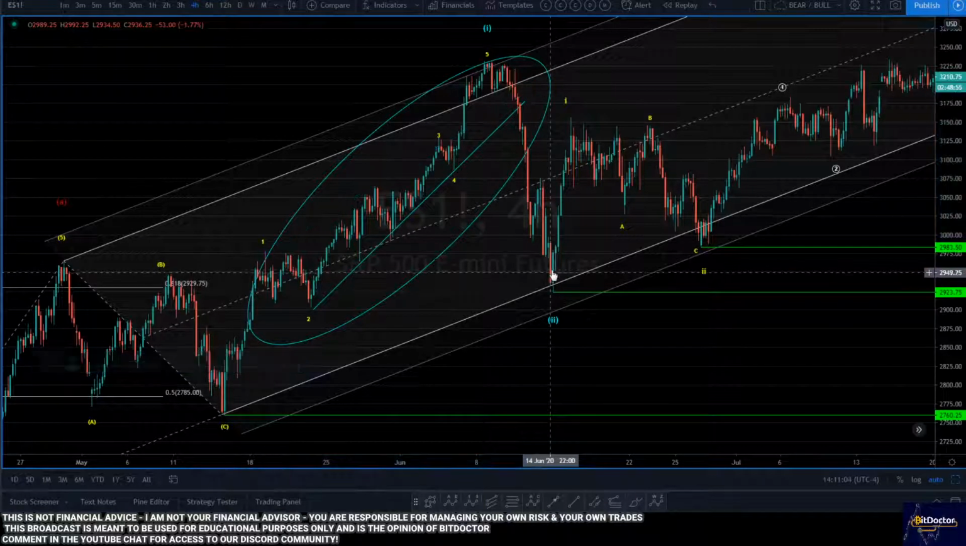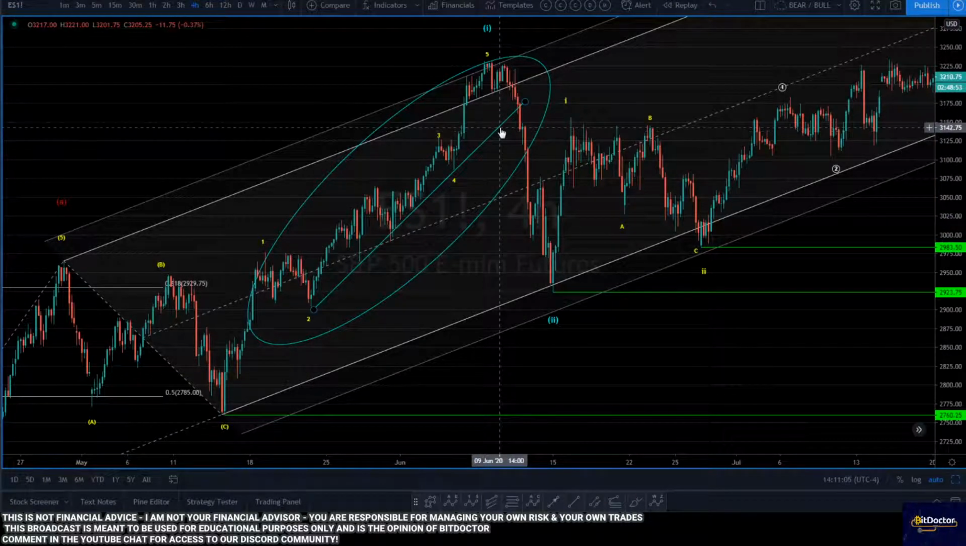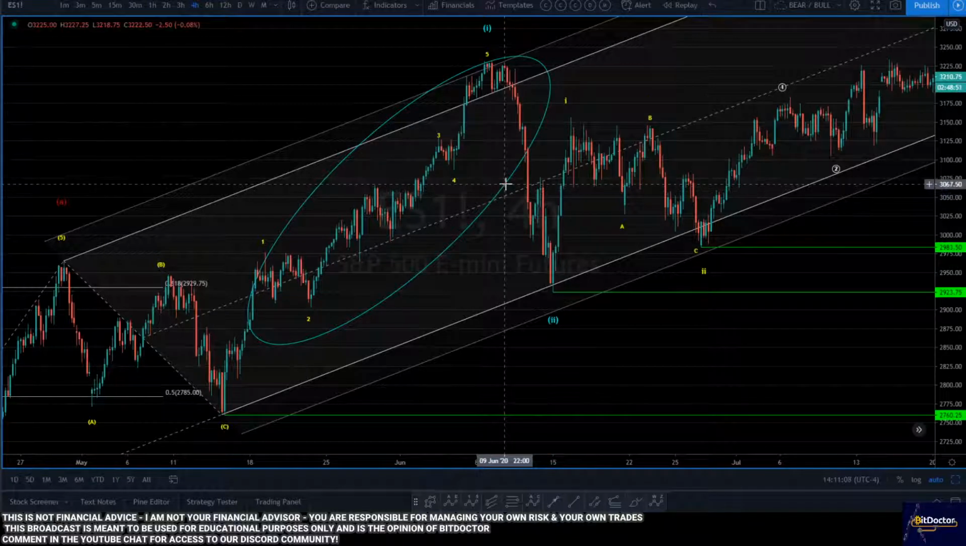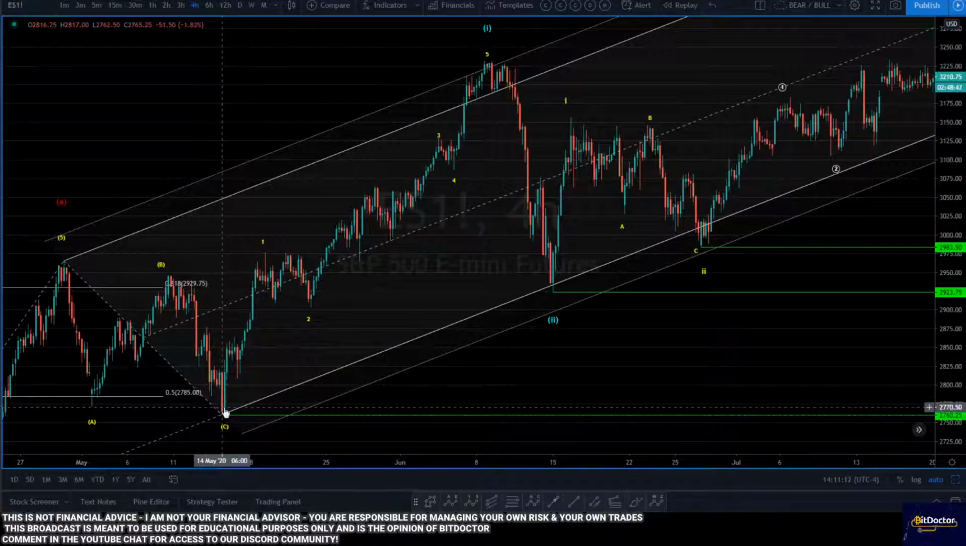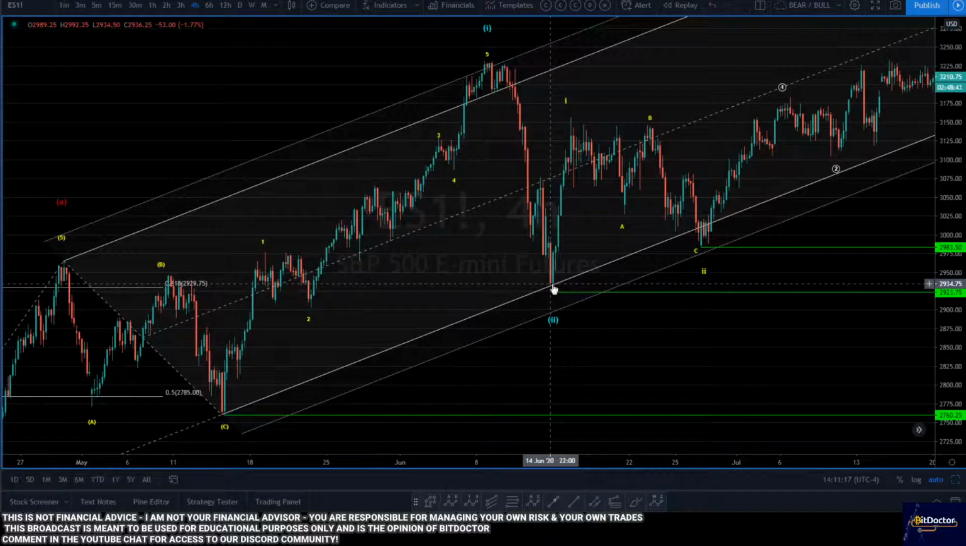And this channel has been here, right? This channel was defined all the way back. Let me clear this off. This channel was defined all the way back here, okay? So this should not have been rocket science. When we came back down here to test this, we should have expected a decent amount of support. You should have expected some support there.